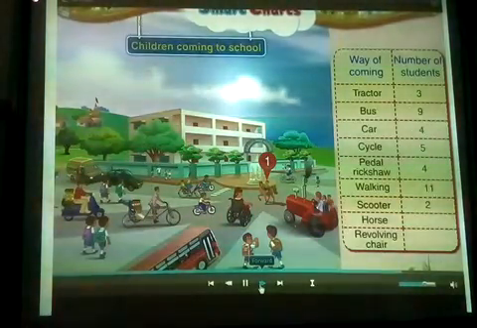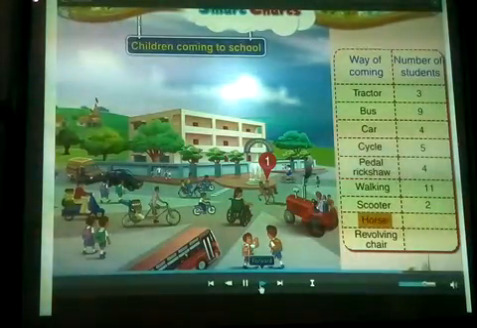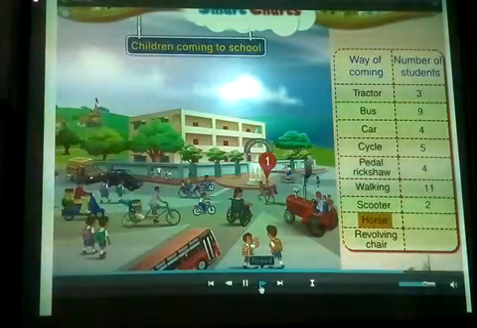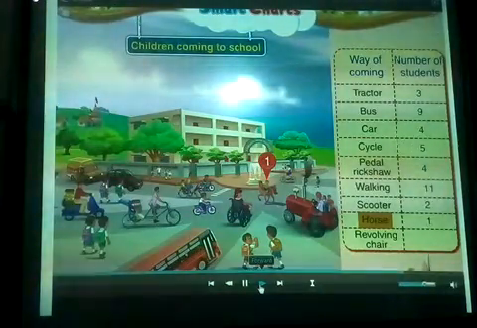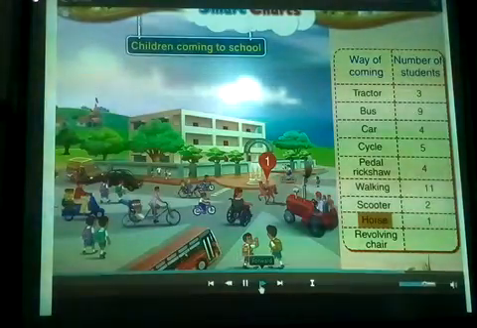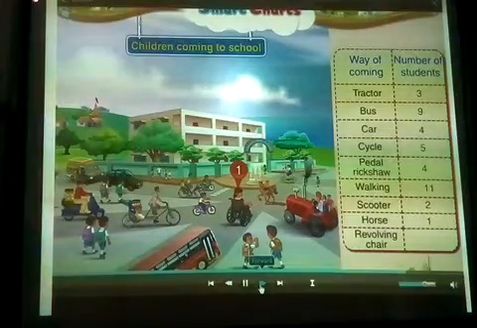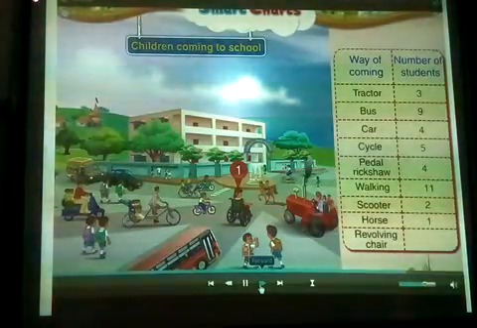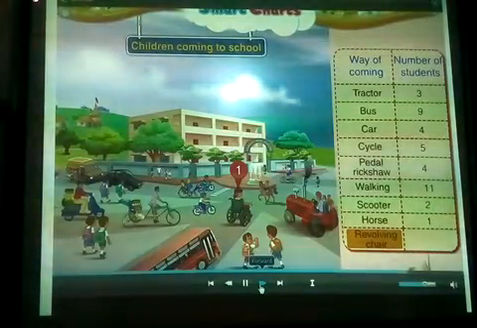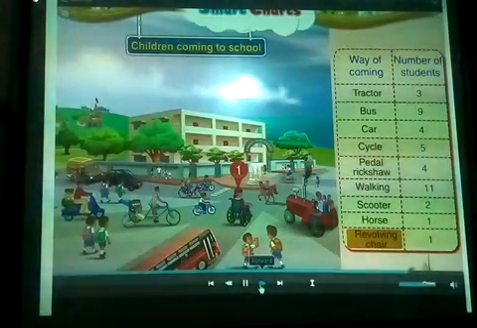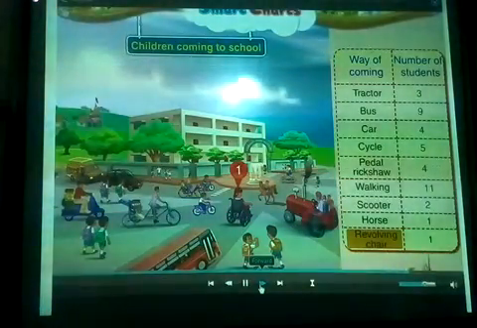1 student comes to school by horse. So we will write by horse in the column way of coming, and 1 against by horse in the column number of students. One student comes to school by revolving chair. So we will write revolving chair in the column way of coming and write 1 against revolving chair in the column number of students.